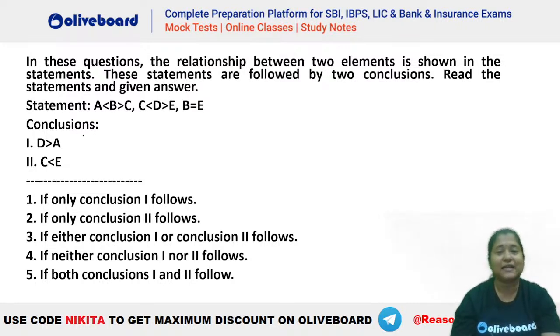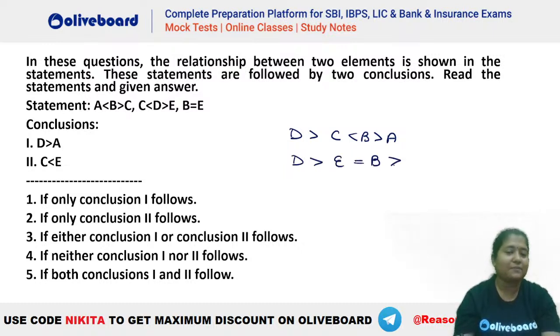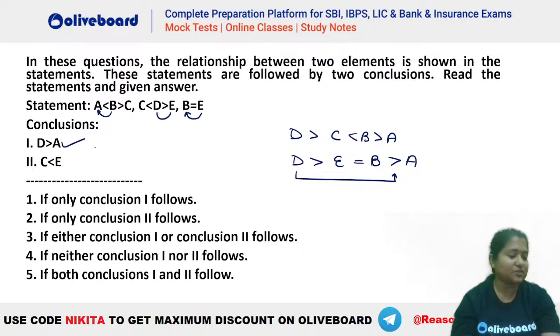So D is greater than A. How do we connect D to A? You can see we have D to C, right? There are two methods to connect. There is D is greater than C, then C is less than B, B is greater than A. This is one method. There is also one more method, that is D is greater than E, E is equal to B, and B is greater than A. So what will be the relation here? You can see D will be greater than A, isn't it? D is greater than A.